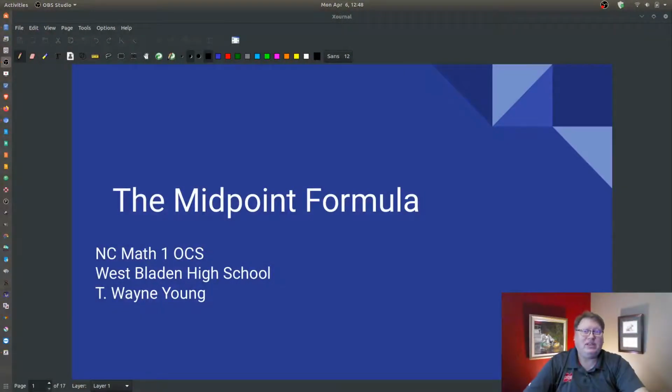We are about to study a new topic, and this one is another formula. We talked about using the distance formula in the coordinate plane, and now we're going to find out not only can we find the length of a segment in the coordinate plane, but we're also going to be able to find its midpoint. That's what we're going to be talking about today: how do we locate the midpoint of a segment in the coordinate plane. So let's get started.